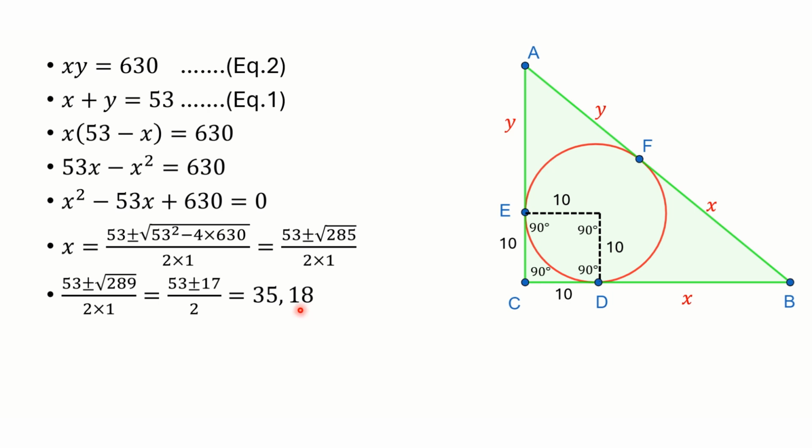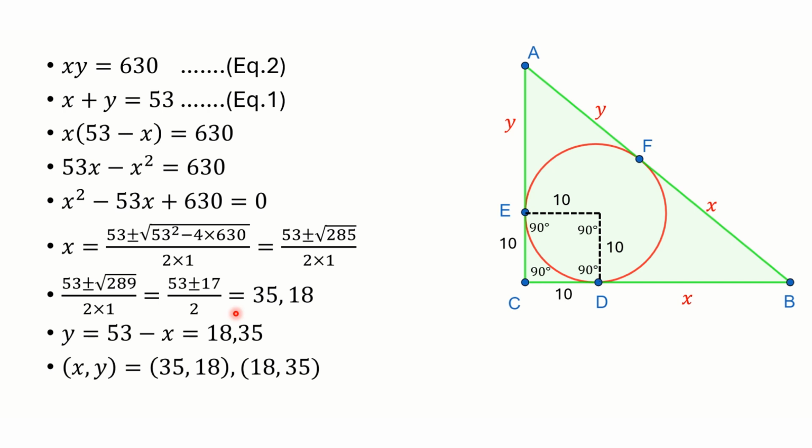Now once I know x, I can calculate y, and y is what? From this equation, y equals 53 minus x. So when I put x equals 35, y will be 18, and when I put x equals 18, y will be 35. So now I know the values of x and y. Basically two sets of values: when x is 35, y is 18, and when x is 18, y is 35.